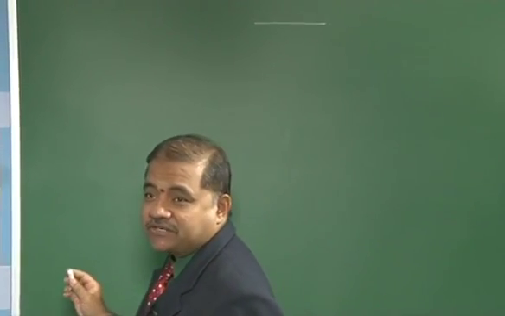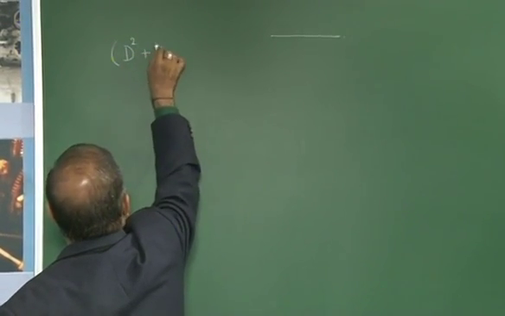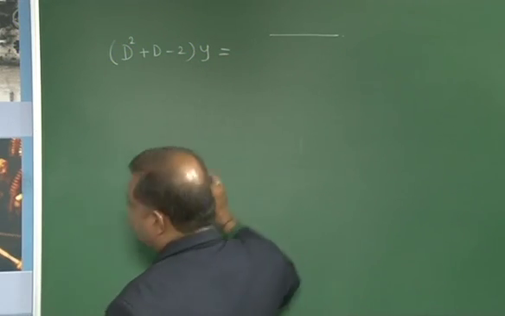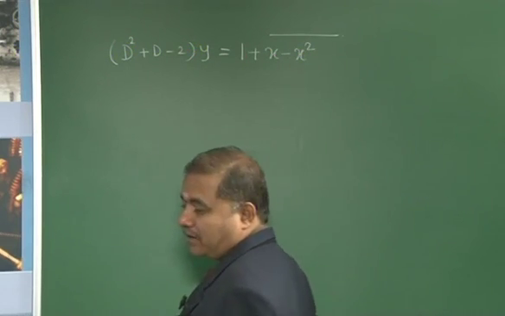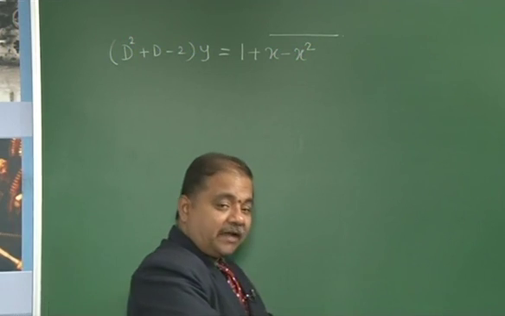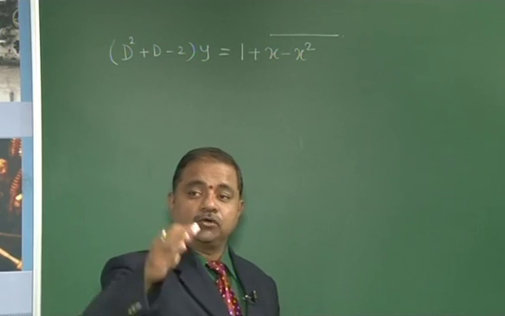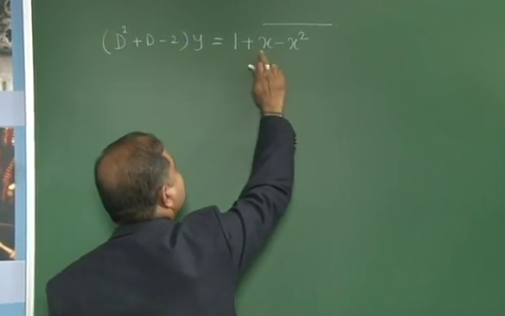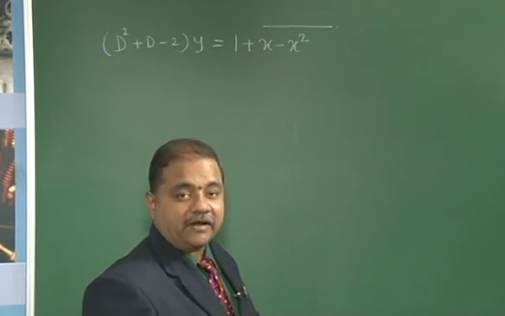So let us take a differential equation: d square plus d minus 2 into y is equal to 1 plus x minus x square. First we should remember, in type 1 and type 2, if we have additions, we write pi1, pi2, pi3 like that. Here, the complete polynomial 1 plus x minus x square is put together as one term, and only one pi I should find out.